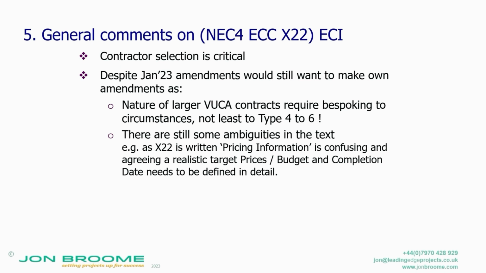The nature of larger volatile, uncertain, complex and ambiguous contracts, there we go, VUCA contracts, I remembered it, I managed the A, I normally forget that, requires bespoking to circumstances, not least type 4 to 6. You're going to do some amendments. And despite it being on the 4th or 5th iteration, reading through those January 23 amendments, on my first or second reading I'd already spotted 3 things which as a contractor I might wish to exploit. And I've just put up one of the ambiguities.